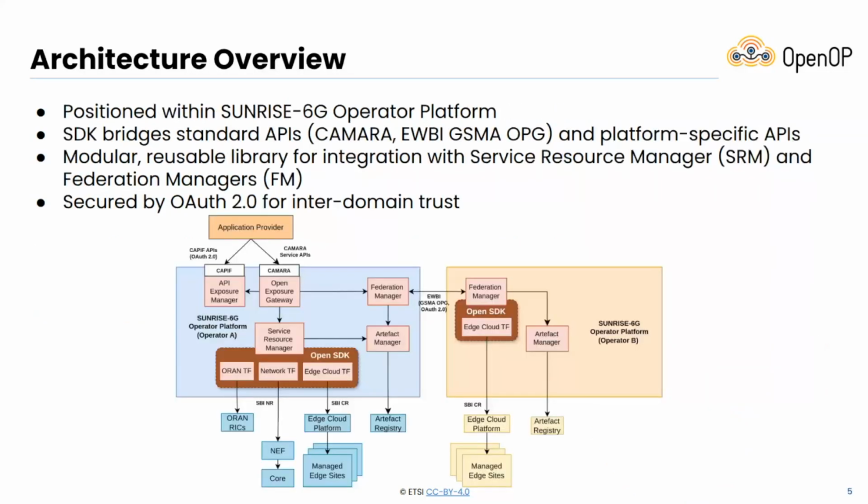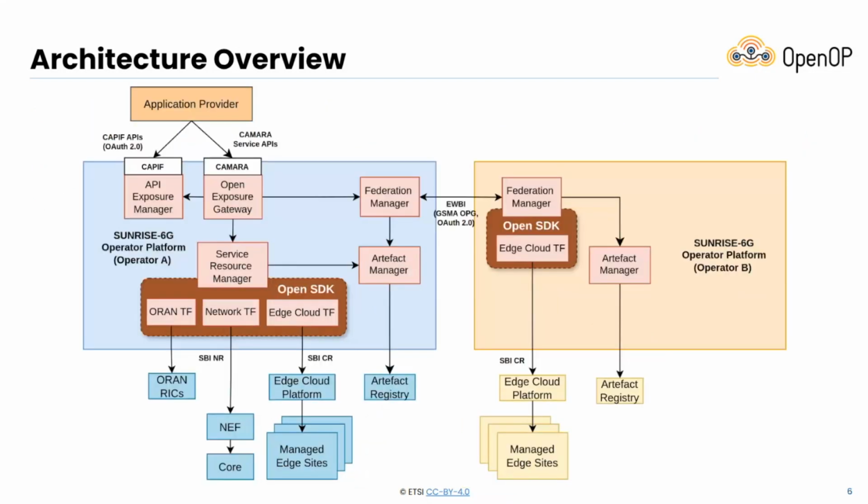Here we have the architecture overview. This is under the framework of the SUNRISE-6G project. Let me expand this image a little so we can see better the role of the OpenSDK in this framework. First of all, we have two different operator platforms here. On the left side, we can see the originating operator platform, and on the right side, the partner operator platform. We can have an inter-domain deployment or workflow, and an intra-domain one as well.